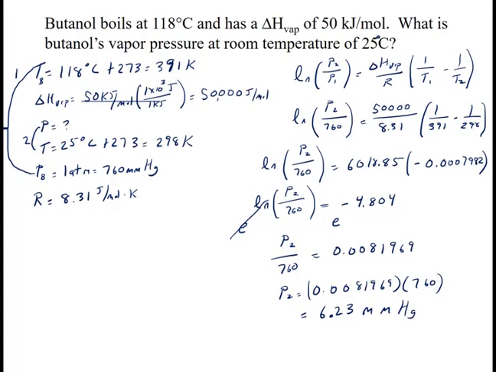Again, just a quick check, okay? When my temperature was 391, my pressure was 760. I went down in temperature from 391 to 298, so my second pressure should be lower than the 760, and it is, by a lot. Okay? So I'm going to keep these short. I'm going to go ahead and stop here, and I've got one more problem on the next slide for this also.